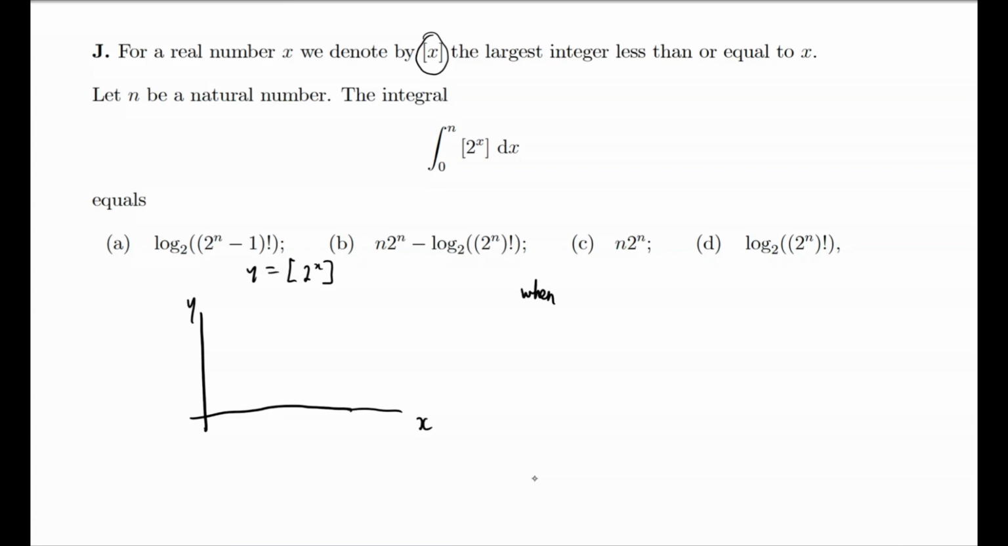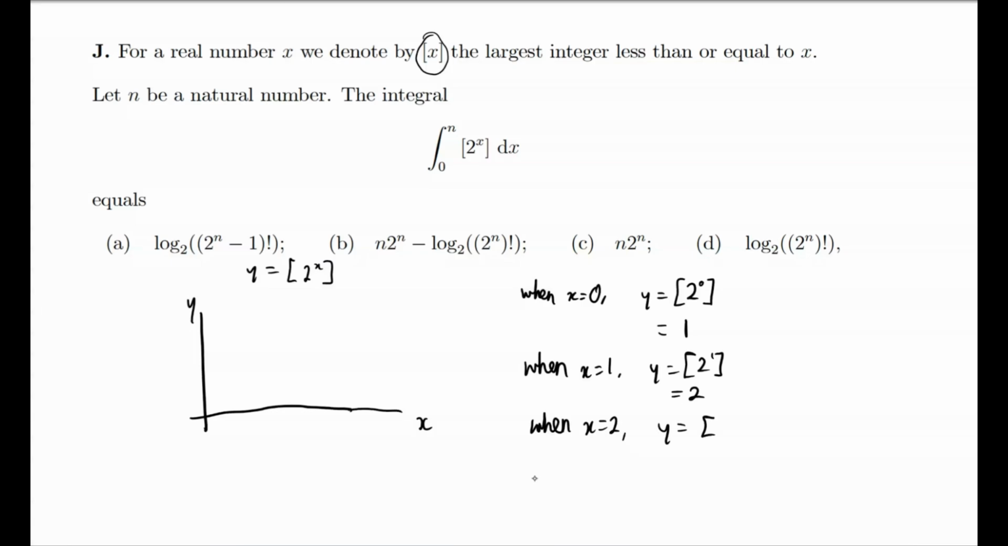When x is 0, y is going to be the floor of 2 to the 0, which is 1. When x is 1, y is going to be the floor of 2 to the 1, which is 2. And when x is 2, y is the floor of 2 squared, which is going to be 4. So what we can notice is that between x is 1 and x is 2, we're missing the value 3. So that's going to occur when x is equal to the log of 3 base 2.